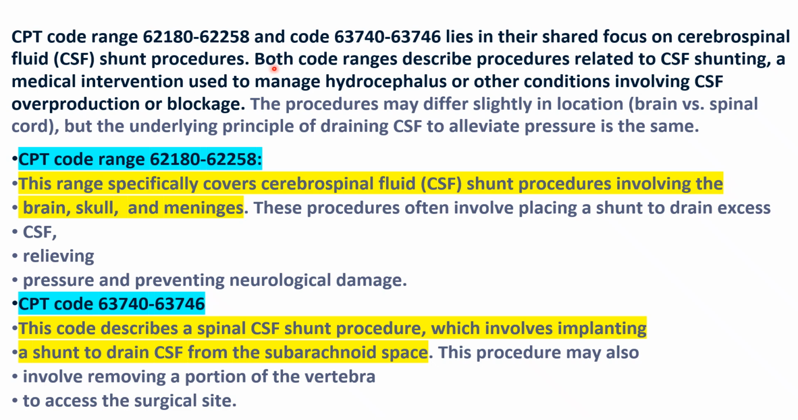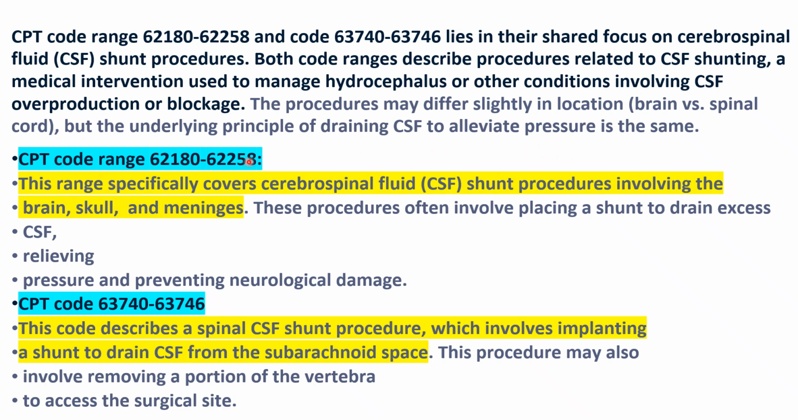So if you see this, both the code ranges describe the procedures which are related to CSF shunting. It is basically a medical intervention which is used to manage the overproduction of the CSF or the blockage of the CSF. The procedure may differ slightly in the location because these codes are for the cranium and these codes are for the spinal. But the underlying principle of draining the CSF to alleviate the pressure remains the same.